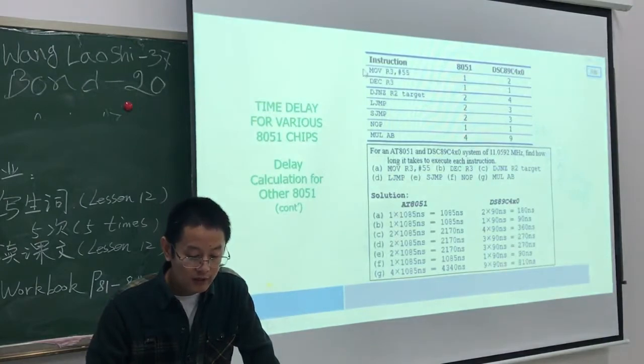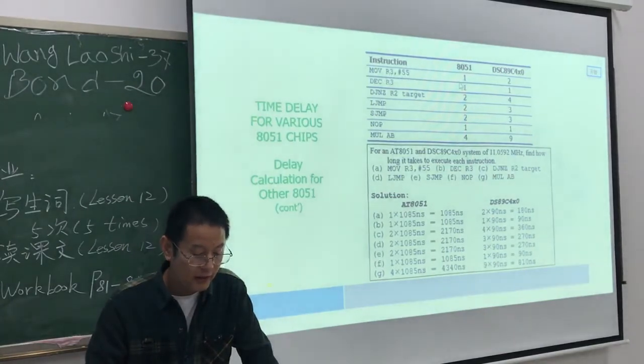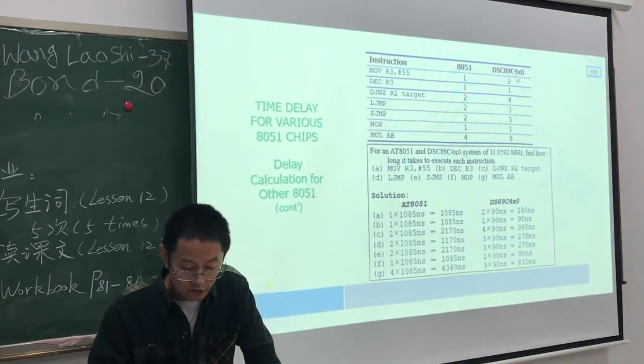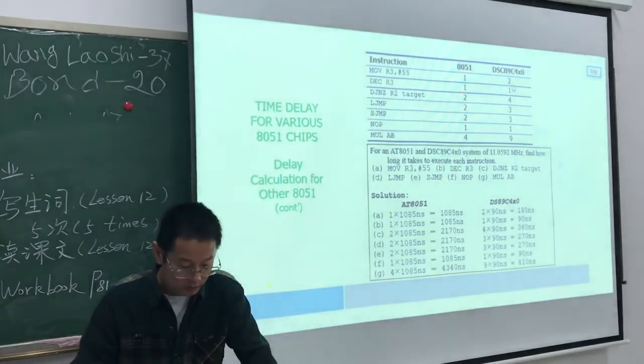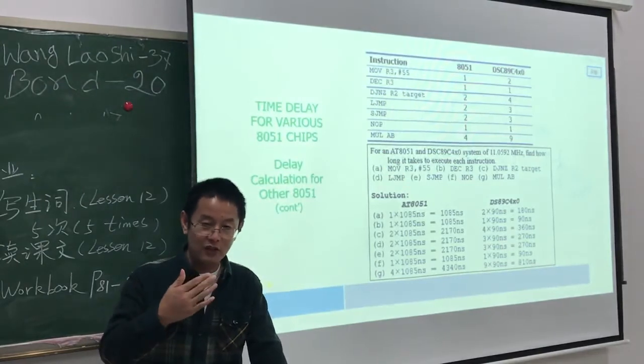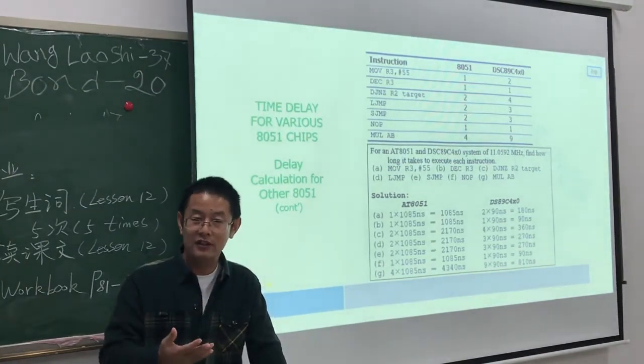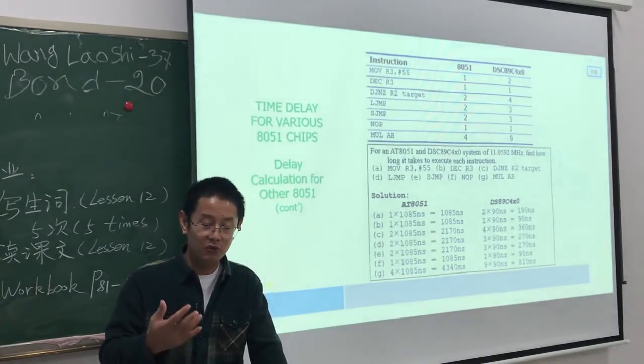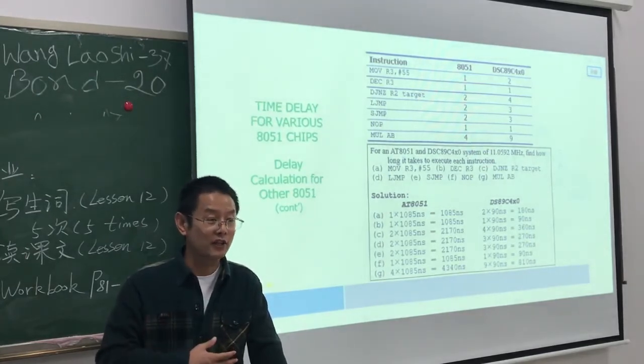In the 8051, MOV R3, #55 executes within one machine cycle, but on the DS89C4xx, this instruction will spend 2 machine cycles. So you needn't remember how many machine cycles the instruction spends. If you want to know, you need to check the reference instruction book.